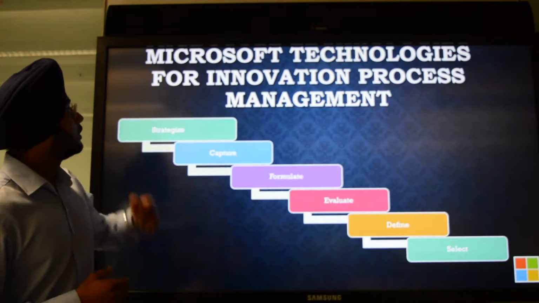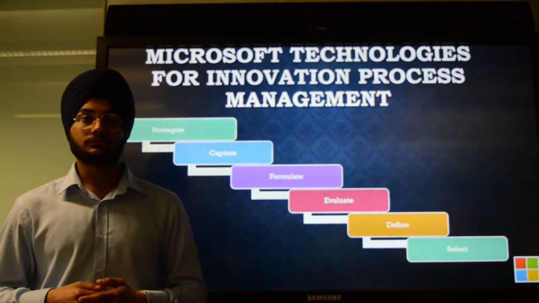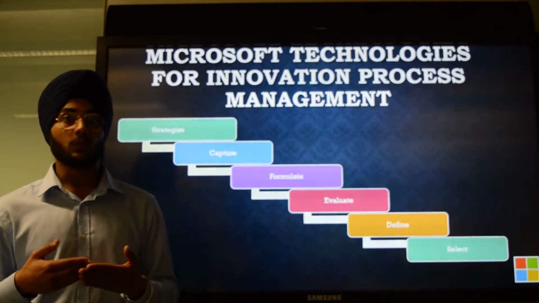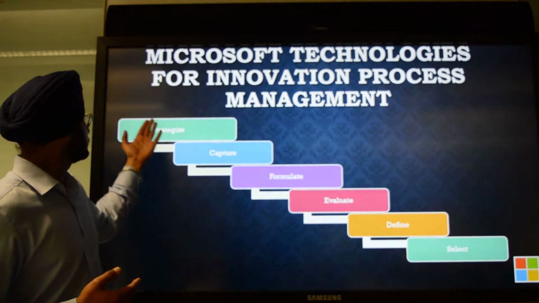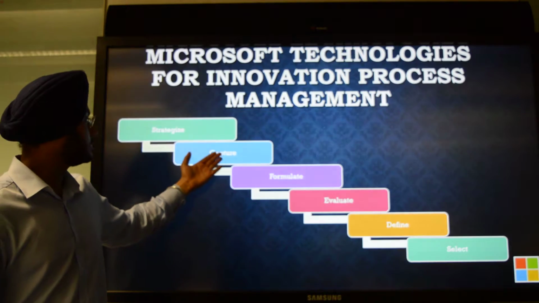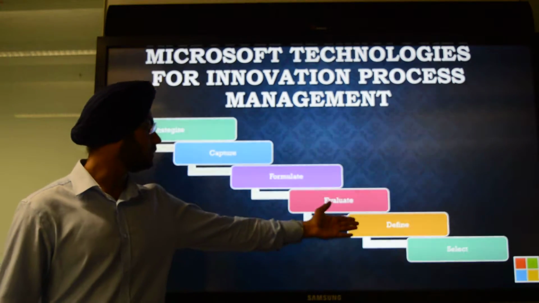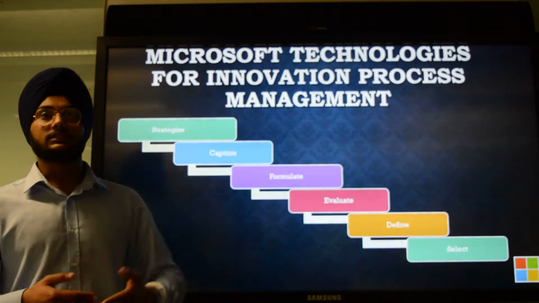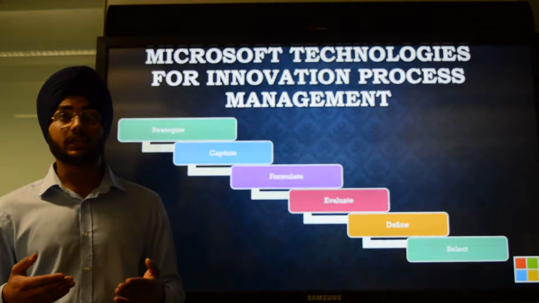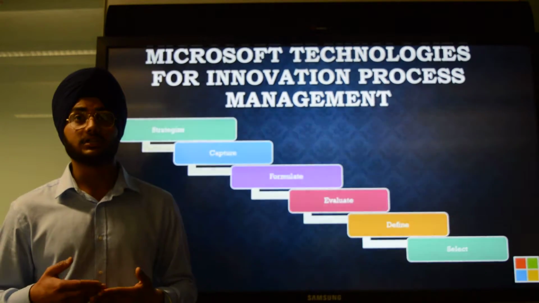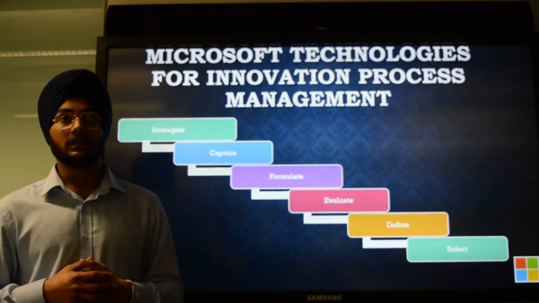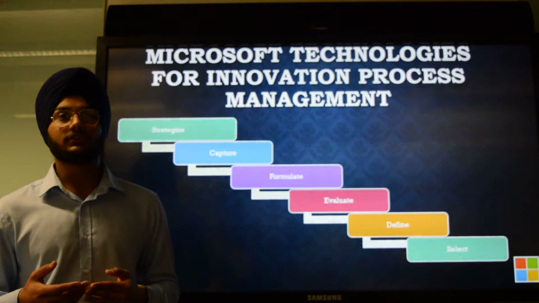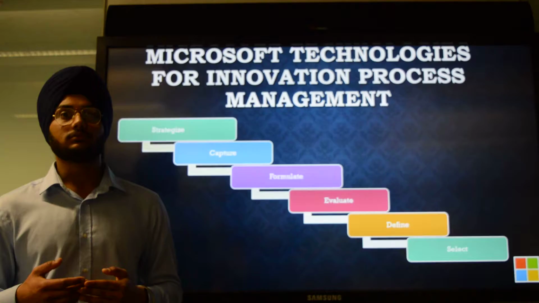Microsoft Technologies for Innovation Process Management. Microsoft has set an innovation process management which has six following stages, which are strategize, capture, formulate, evaluate, define, select. In the first, strategize. In order to foster innovation, the organization must first establish and prioritize business drivers and metrics. And capture. Ideas are captured in a centralized and collaborative portal.